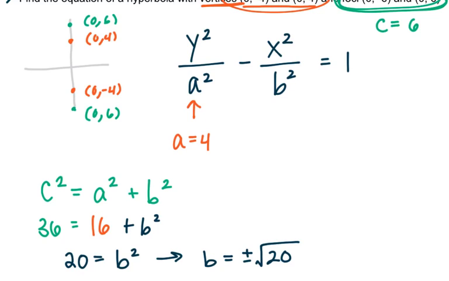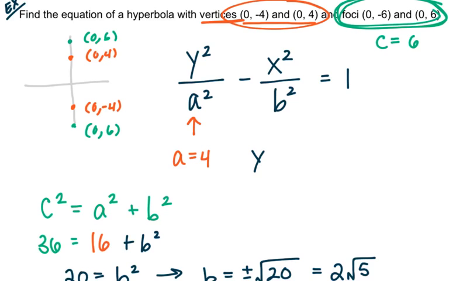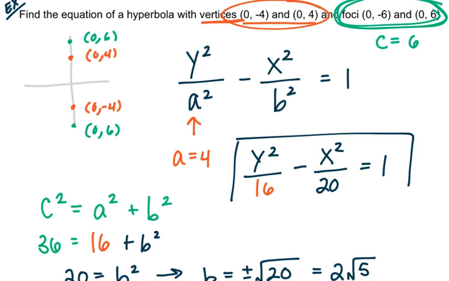We're only going to use the positive value because it doesn't matter if it was positive or negative. When we plug it in, it's going to be squared. We can simplify that, and that will be 2√5. So b is 2√5. And that means the standard form is y² over a², which is 16, minus x² over the square root of 20 squared, which is just 20, equals 1. Now I have the equation for my hyperbola.